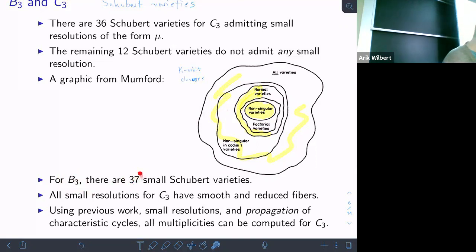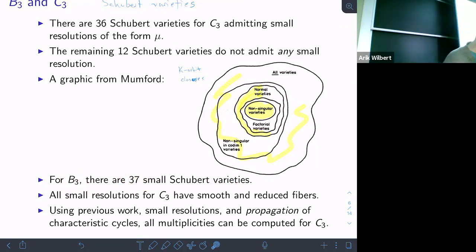Okay, and kind of interestingly, the small resolutions that were constructed also carried over to B3, but things are a little bit different. So you can actually find more small resolutions in B3. It was kind of surprising because there's the same Weyl group, but the singularities are different. But the rationally smooth ones are the same. They differ in some. Yeah, that's right.